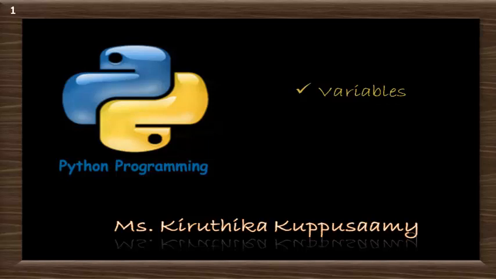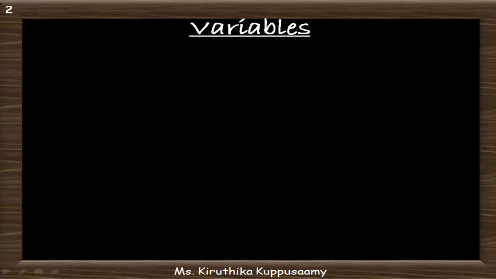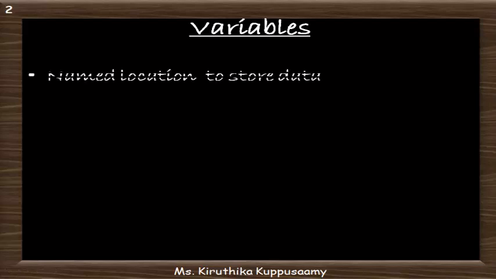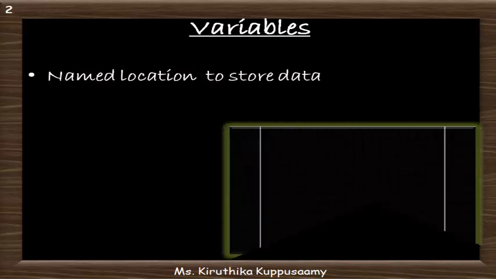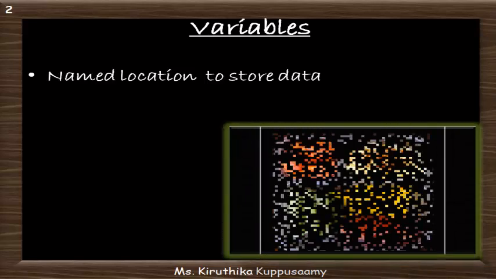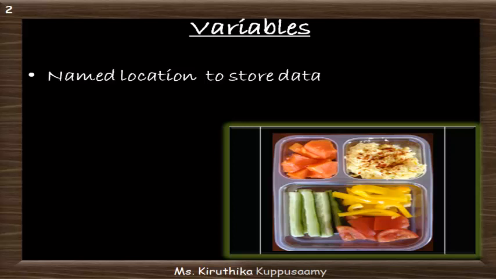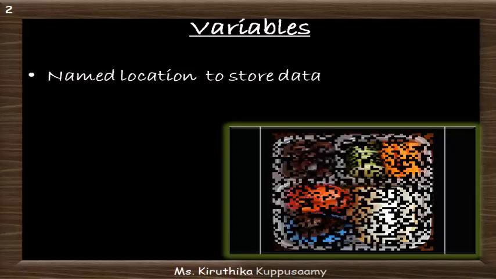Here is the video to explain to you the concept of variables in Python. A variable is a named location which is used to store data in memory. You can just imagine variables as containers that hold data which can be changed later.